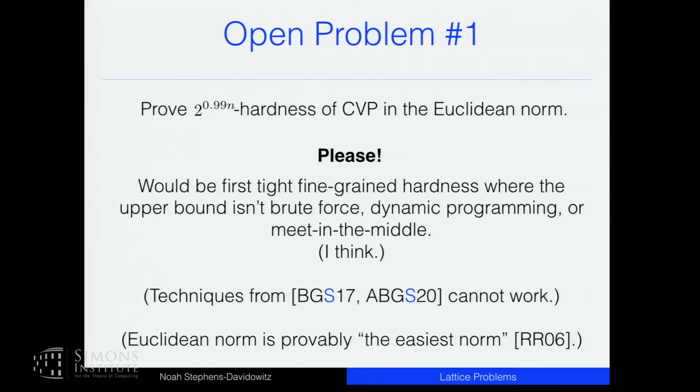And we even know that the Euclidean norm is provably the easiest norm in the sense that you can embed the Euclidean norm in any other norm. So if you can solve CVP in any norm, then you can basically solve CVP in the Euclidean norm. So there are reasons to think that this is a pretty hard problem, but it'll be a really big result.